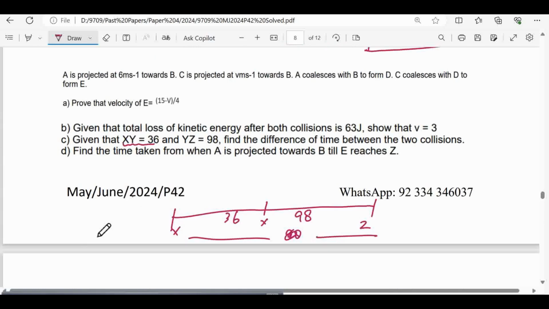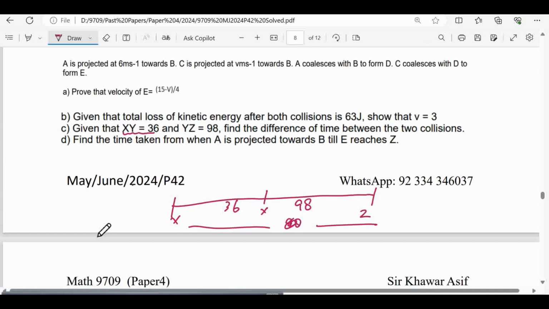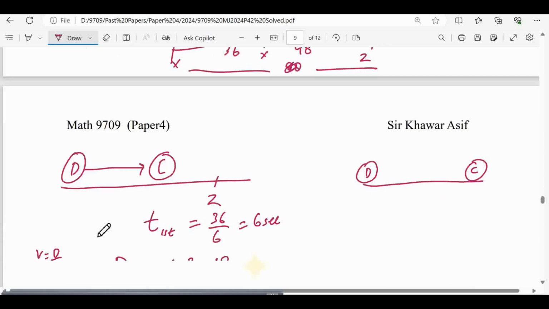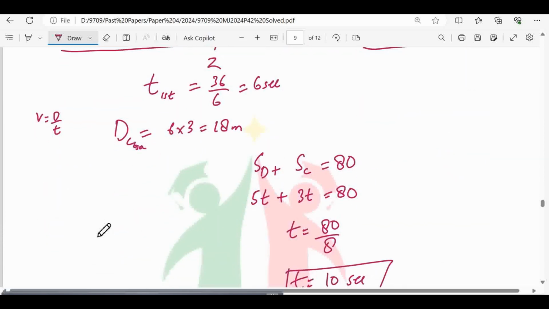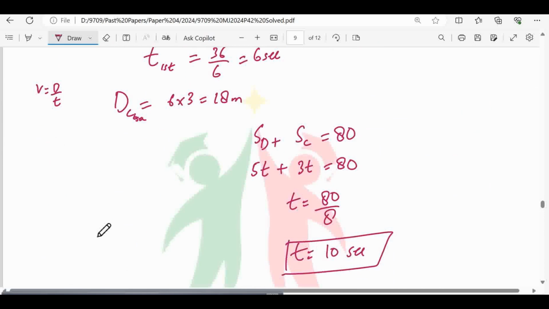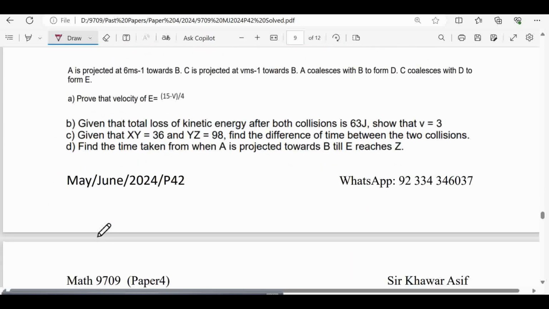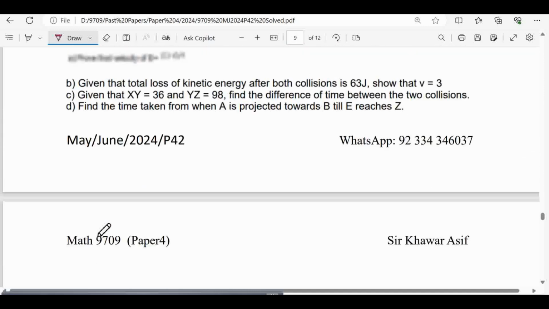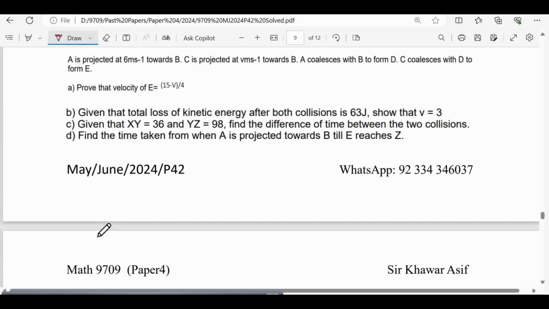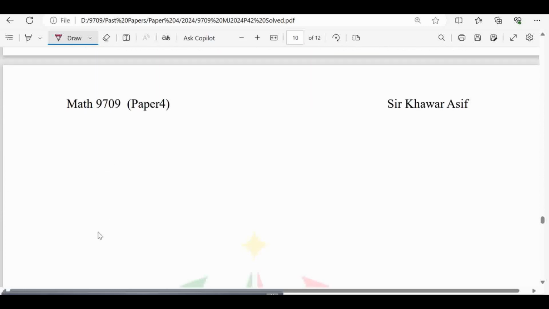This was the C part, and we have to find the difference of time between two collisions. The difference of time between two collisions will be 10 seconds. Okay, let's see the D part. In the D part, we have to find the time taken from when A is projected towards B till E reaches Z. So let me write it over here. This will be the D part.